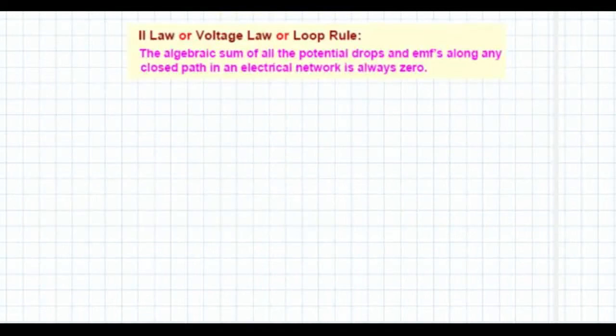Then the second law is also called the voltage law or the loop rule. It says that the algebraic sum of all the potential drops and EMFs along any closed path in an electrical network is always 0. So we may simplify this statement with the help of an example. This law is related to an electrical network. So to understand this law, first we need an electrical network.